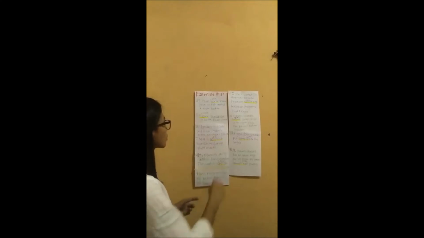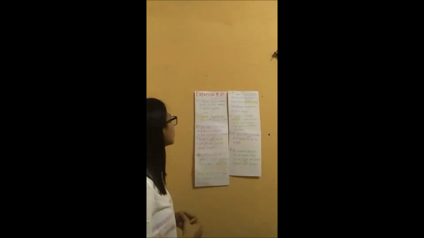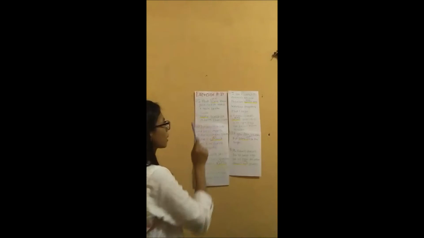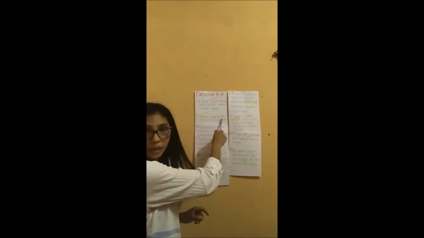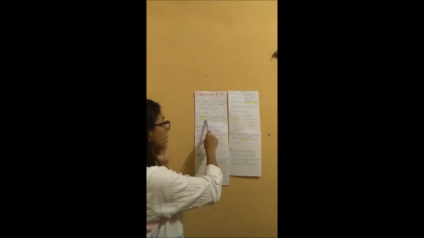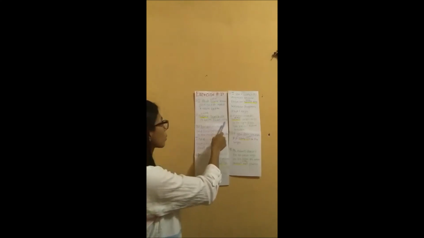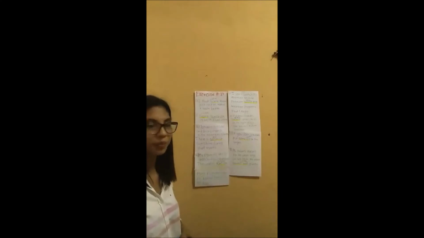And exercise number 2 says, some sunshine is better than none. We have to replace some too, but in this case, sunshine is not countable, but the sentence is positive. For that reason, we use a little.